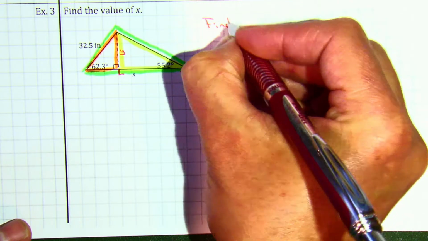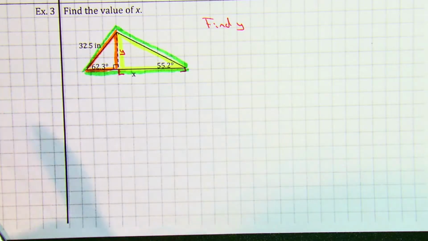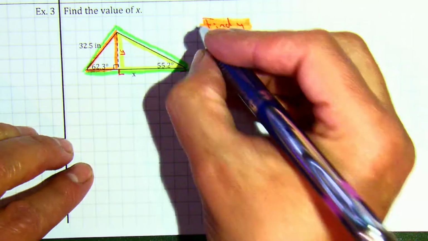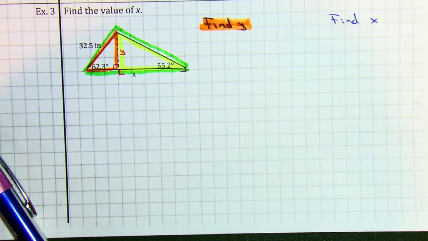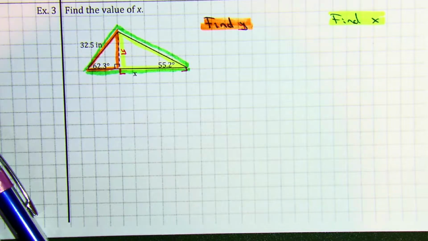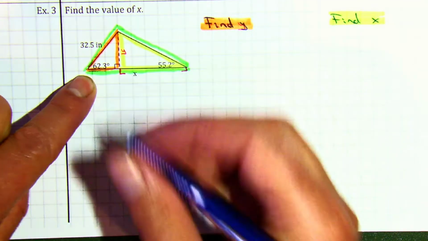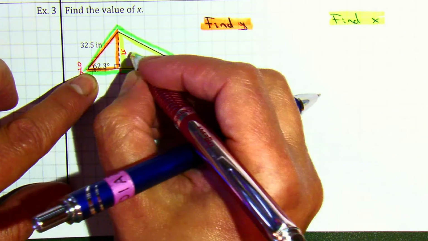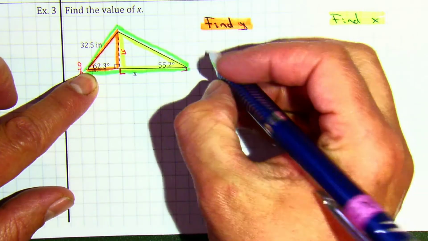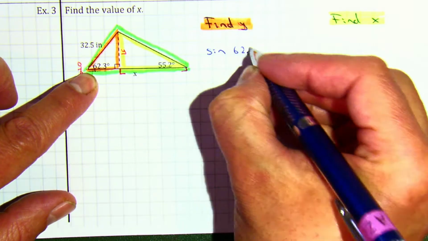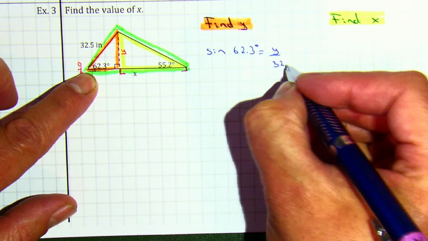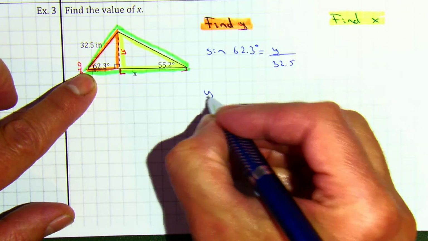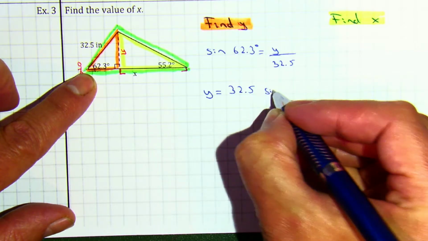Go and find y using the orange triangle. Then we're going to find x using the yellow triangle. So to find y, we are going to be using the angle that's given to us. So therefore, that'll be the opposite over hypotenuse. So we have to use sine. The sine of 62.3 degrees equals opposite y over hypotenuse, which is 32.5. We're going to multiply both sides. It gives us y is equal to 32.5 times the sine of 62.3 degrees.